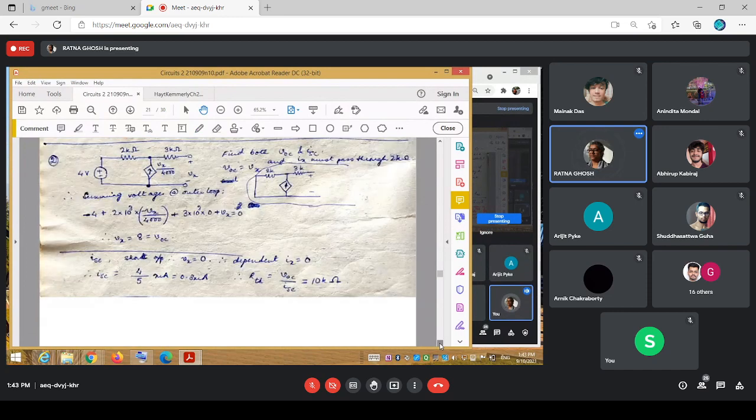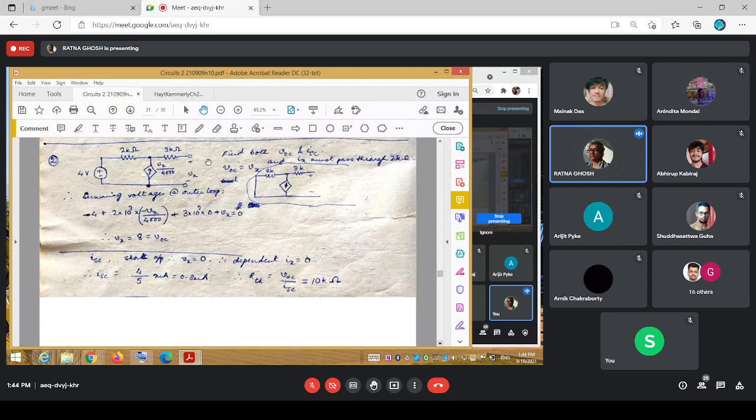Coming on to another circuit. Now here you've got a dependent source, and this dependent source is V of x by 4000, and this V of x is nothing but the terminal voltage itself.